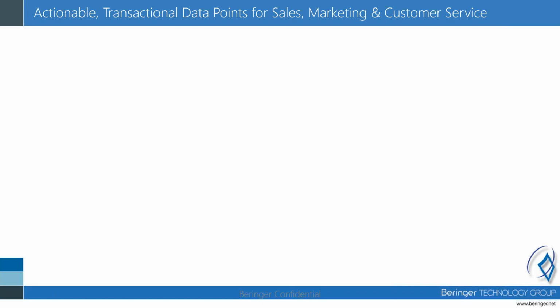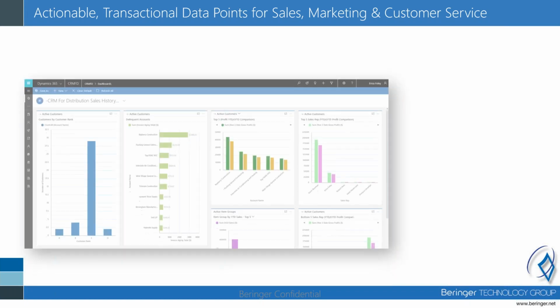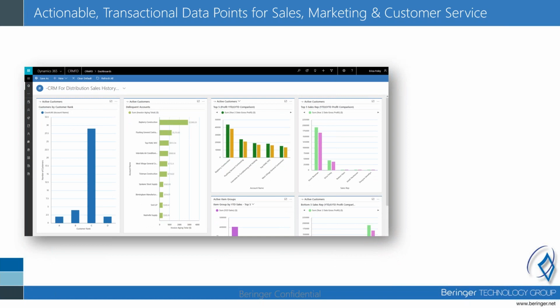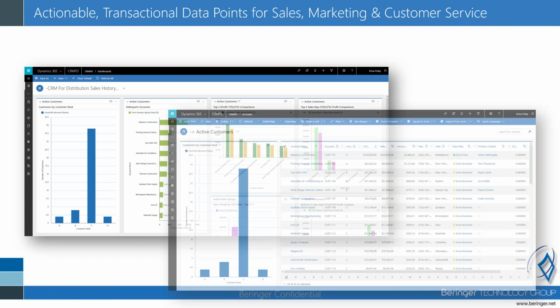Now, in Dynamics 365 with CRM for Distribution, we have actionable transactional data points for sales, marketing, and customer service. So as we look at different dashboards that are provided throughout the application, we can see that some are tailored specifically for your sales organization, others for marketing, and others still for customer service.